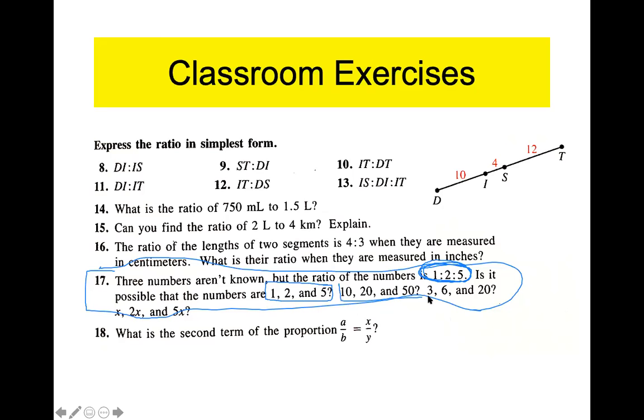Could it be 10, 20, and 50? Yeah, because then x is equal to 10. Could it be 3, 6, and 20? No. It would be 3, 6, and 15. Double would be 6, and times 5 would be 15. And lastly, could it be x, 2x, and 5x? And obviously the answer is yes, it could. It could be. All right. Cool. That's it.